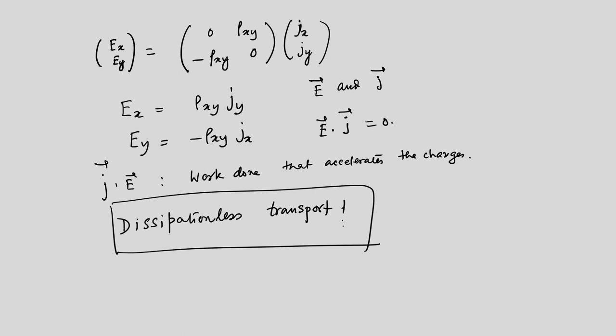And there is no work required in order to accelerate the charges. So it just happens, or it flows on its own. There is no work done that's required. That's why there is no dissipation. All these things will be explained, why it happens and why these electrons have such strange properties in the presence of a magnetic field.